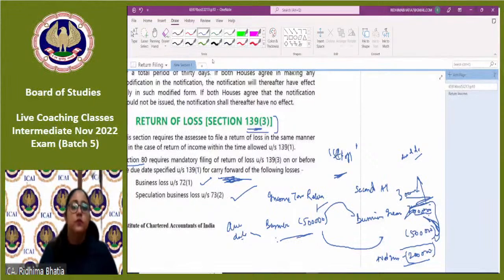The condition for 139, basically condition under section 80 is to carry forward the loss. You have to file the return within time. This is written in section 80.